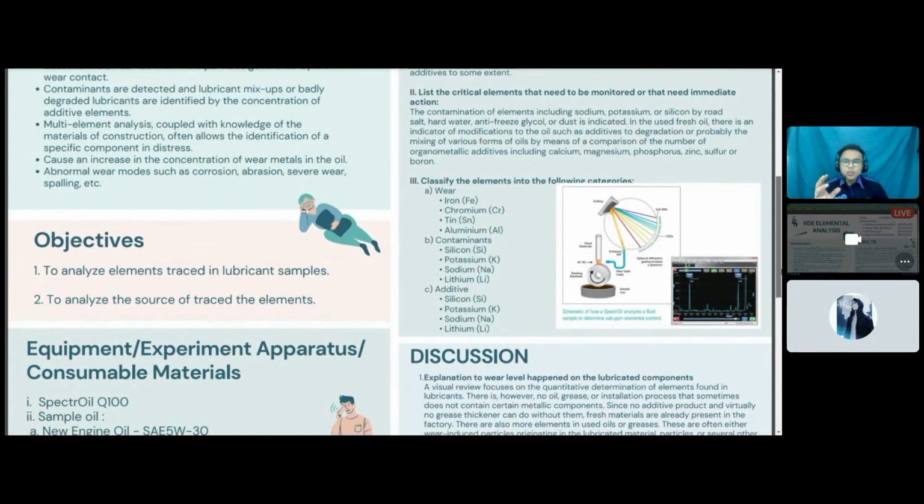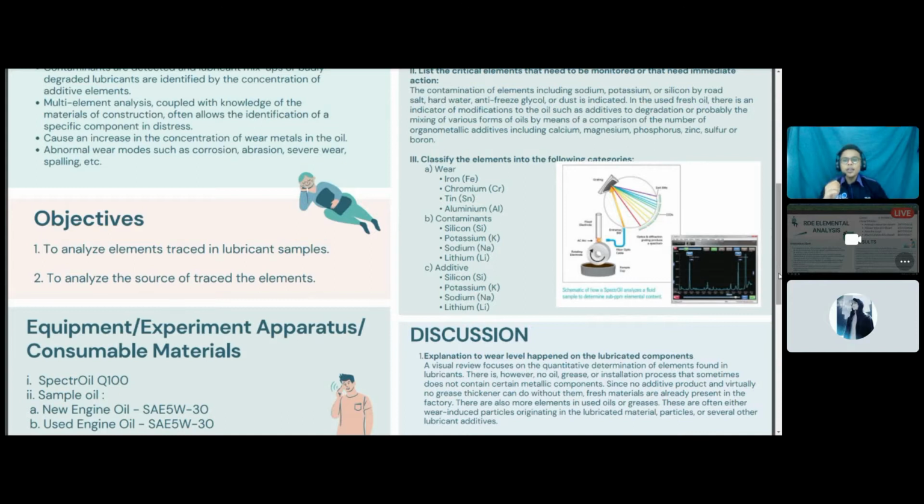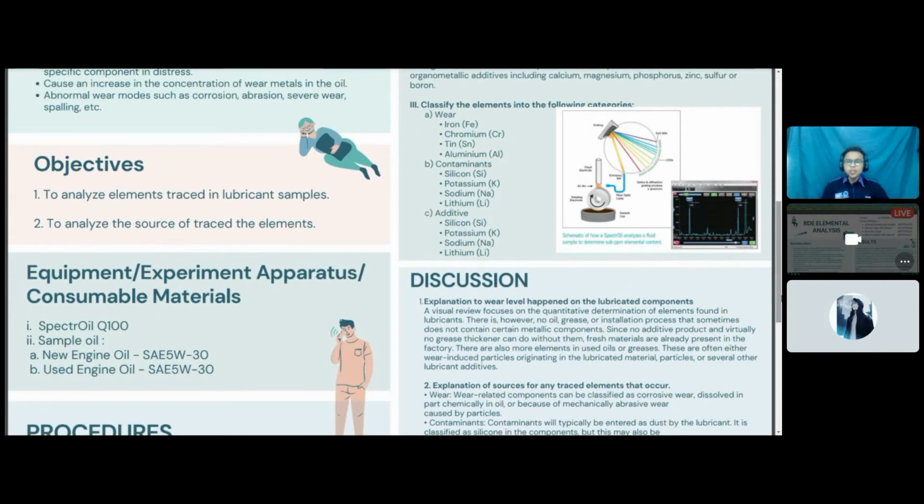The lab has two objectives: first, to analyze the element traces in the lubrication sample, and secondly, to analyze the sources of the trace elements. The equipment that was used is the Spectro oil analyzer, and the samples are new engine oil, SAE mineral 5W30, and used engine oil, SAE also mineral 5W30.